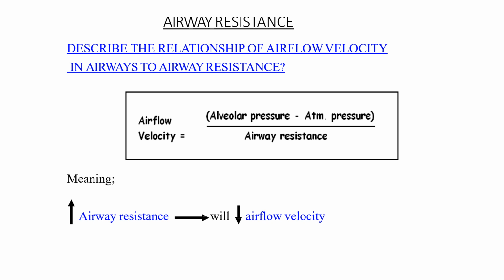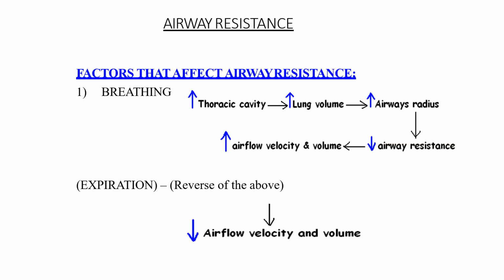Airway resistance. It describes the relationship of airflow velocity in airways to airway resistance. So airflow velocity is equal to alveolar pressure minus atmospheric pressure divided by airway resistance. That is, when airway resistance is increased, it will cause decreased airflow velocity. So, factors that affect the resistance.